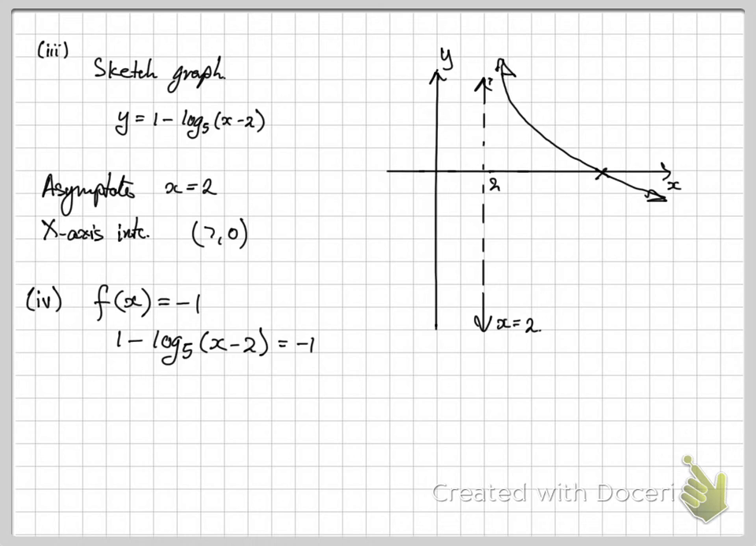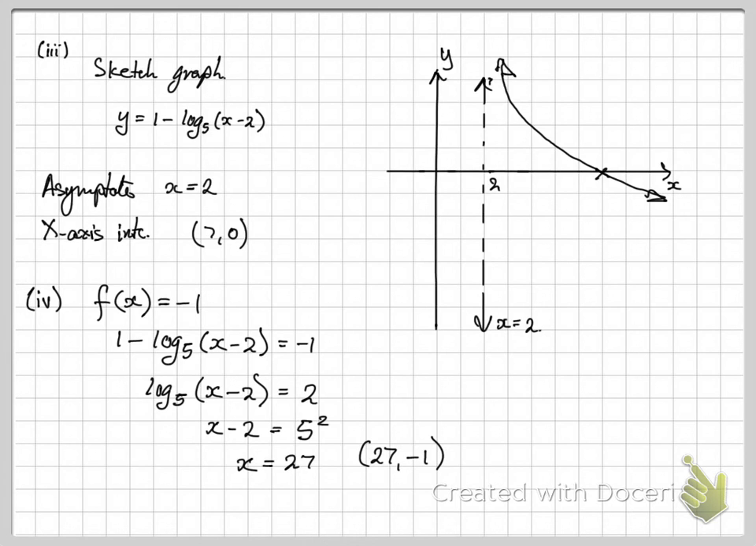Alright, finishing off with part 4, we've got to solve for when f(x) equals minus 1. That gives us this equation, 1 minus the log of x minus 2 equals minus 1. So rearranging, we get log to base 5 of x minus 2 is going to be equal to 2. So we should be getting hopefully used to this process now. That gives us x minus 2 is 25, giving us x equals 27. So it passes through the point (27, minus 1), which is way up here somewhere. Okay, that finishes part E.